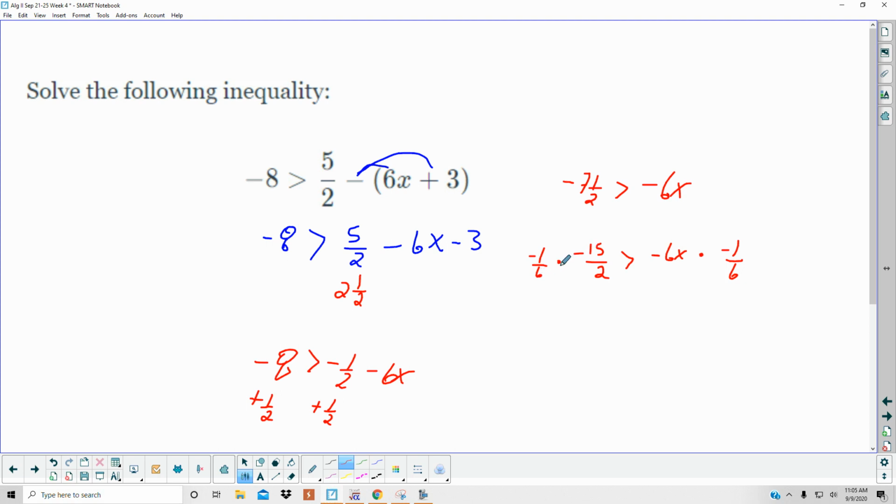There's a 3 that will reduce here, so I'm going to reduce out that 3. 3 goes into 6 twice, into 15 5 times. Negative 1 times negative 5 is 5. 2 times 2 is 4. You multiply across that inequality with a negative, so this has to flip, change the direction. So there would be your answer.